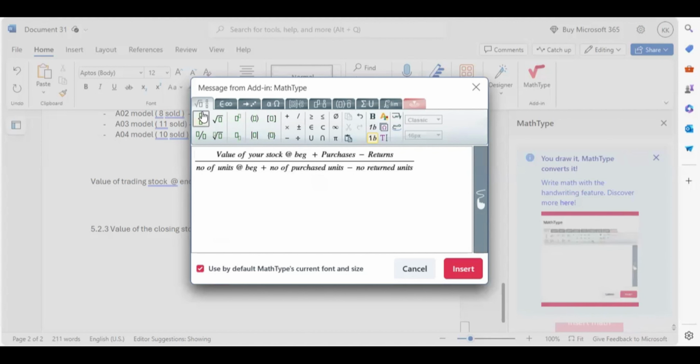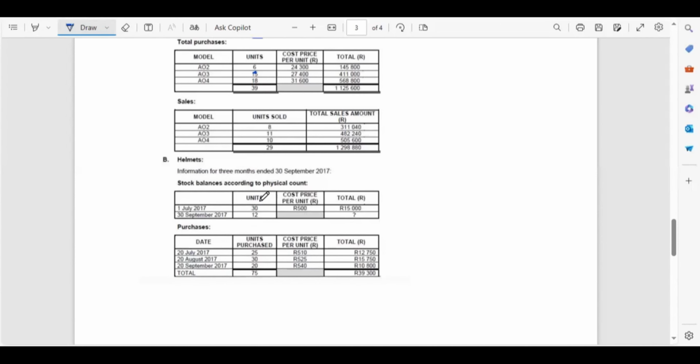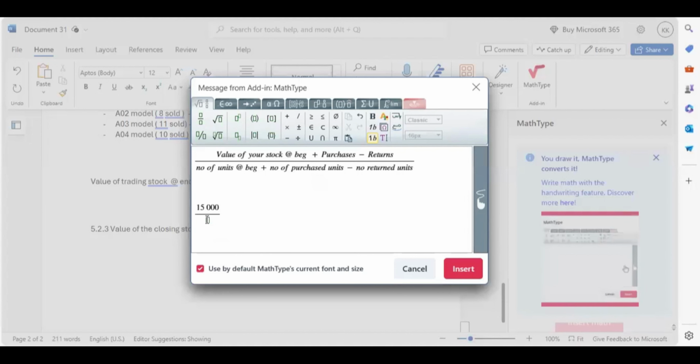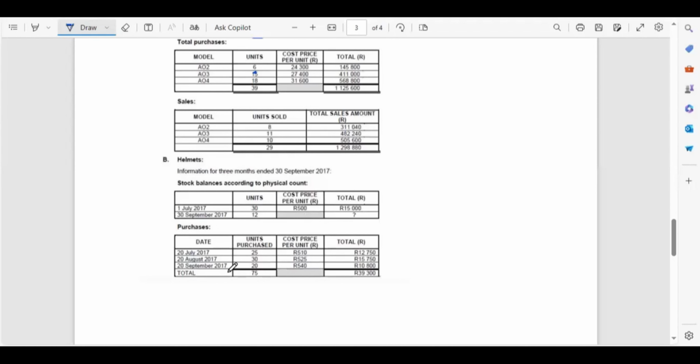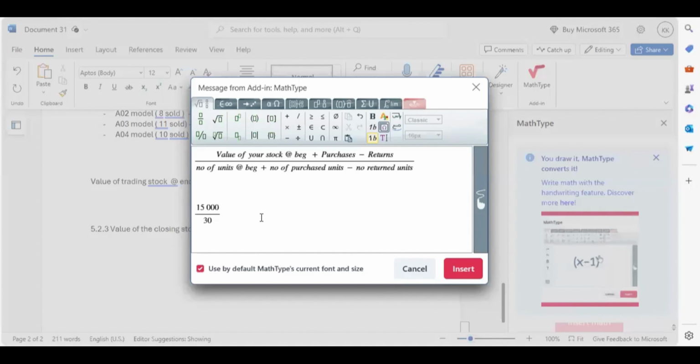So it's 15,000. Now, what is the number of stock we have at the beginning of the year? We had 30 units. So here on your denominator, you just simply going to say 30. Now, what about your purchases? How many helmets did you purchase during the year? You purchased 75 units of helmets, right? So on your denominator, number of purchase units, there were 75. What about the value of those purchase units?